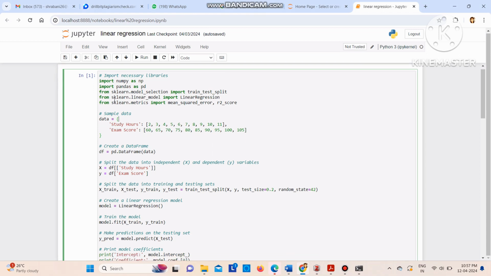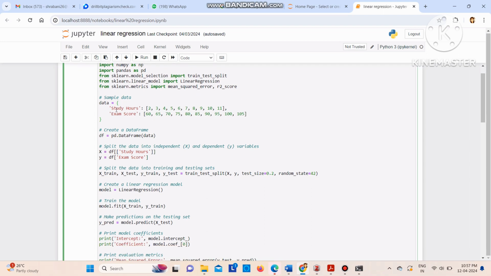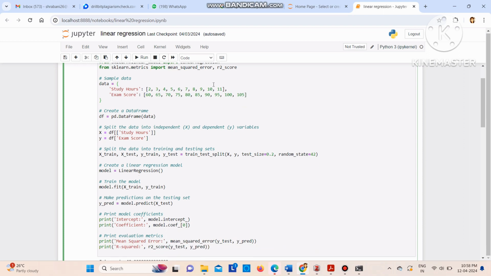So first of all, we will import the libraries. We have imported NumPy, then we have imported pandas, then using sklearn we have imported train_test_split. Then we will be using the linear regression model, so we have imported this one also. And we have imported some metrics, to find out the accuracy of the model: mean square error and R2 score. So suppose this is the sample data that we have, study hours, and these are the exam scores. For the number of study hours 2, the exam score is 60, for 3 it is 65, like that. So in total we have this much data.